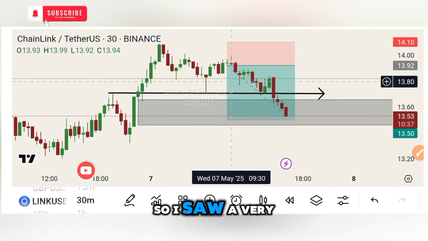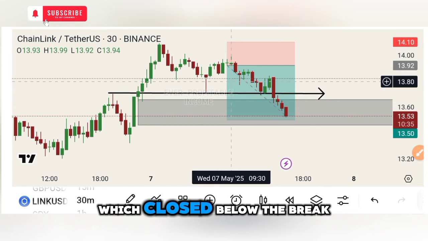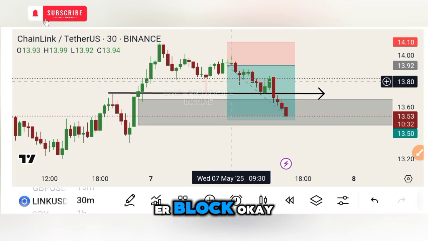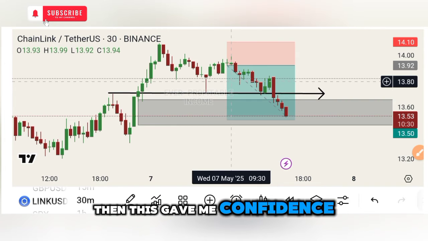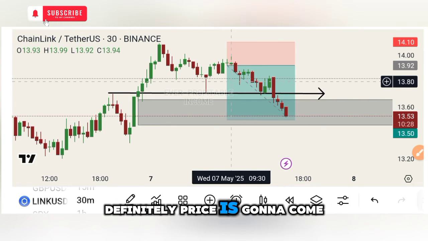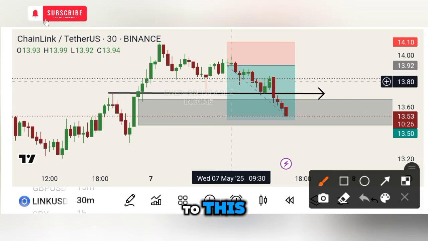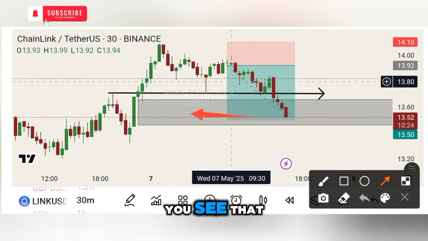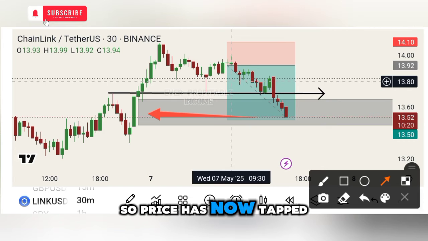So I saw a very high momentum candle which closed below the breaker block. This gave me confidence that definitely price is going to come to this fair value gap level. Can you see that? Price has now tapped into our fair value gap block.